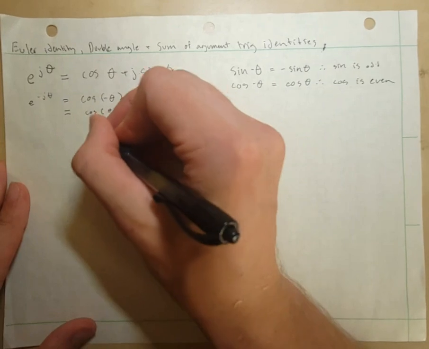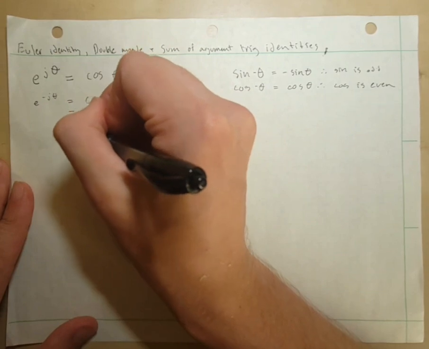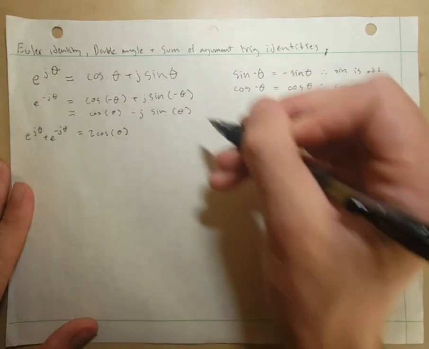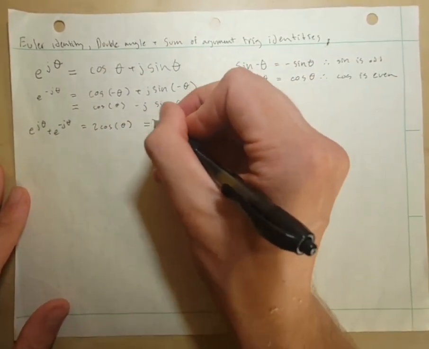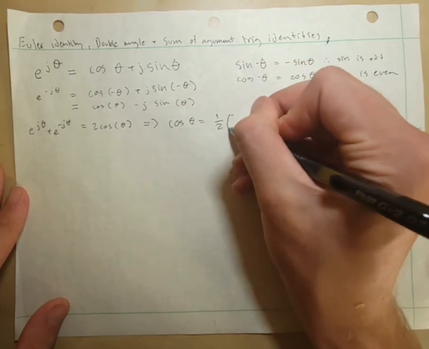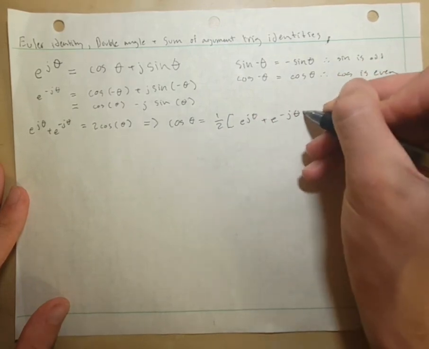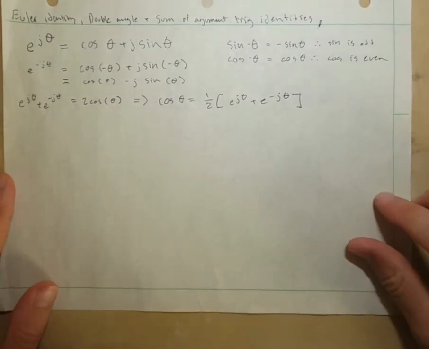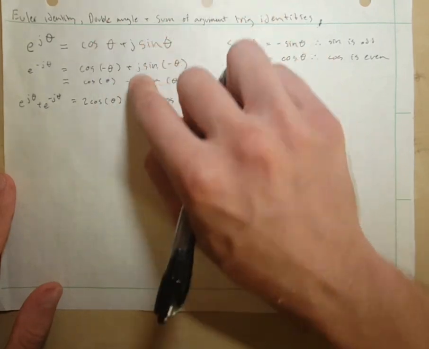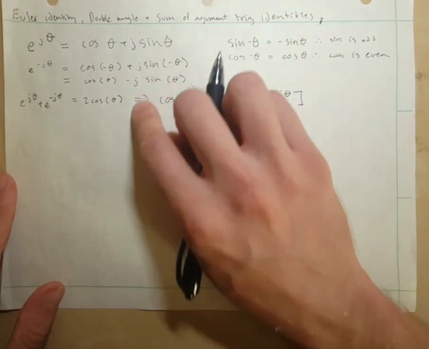So if you add these together, 2 cosine of theta is equal to e to the j theta plus e to the minus j theta. And then you can just isolate cosine. So cosine of theta equals 1/2 times e to the j theta plus e to the minus j theta. Awesome. So how would we do that for sine now? You'd actually subtract this term from this term. That will cancel these positive cosines, and then you'll get the following.